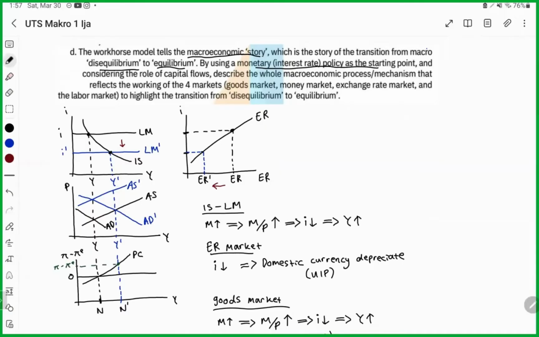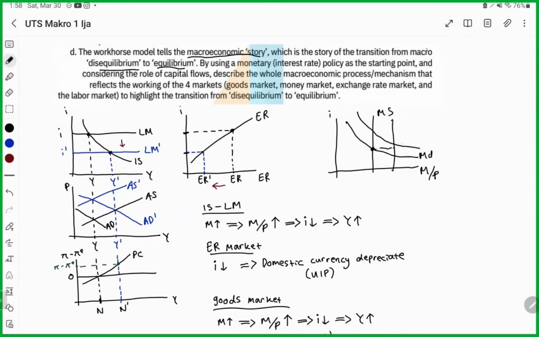So when monetary policy occurs, aka the interest rate, aka the money supply increases, then the real balance will increase. You don't have to draw this, but you can if you want. And this is money supply, and this is money demand. All right. So when money supply increases, this is disequilibrium.